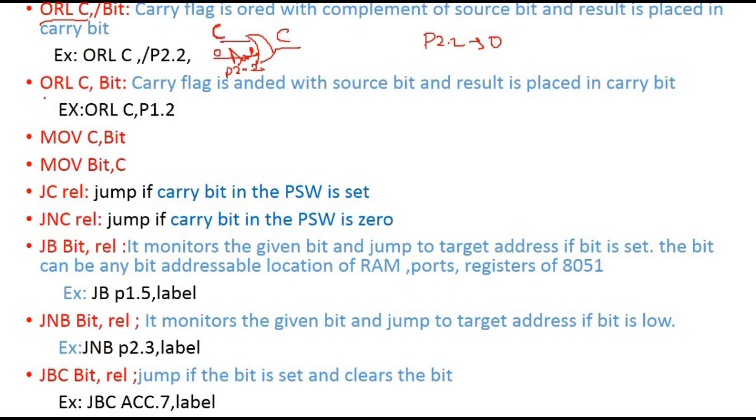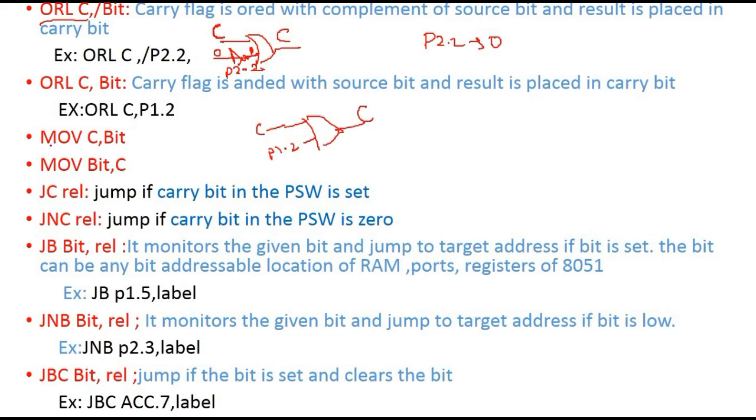Next, here it is ORL C comma bit. It is the same. This instruction will do the logical OR between the carry flag and P1.2, and finally the result will be stored in C.